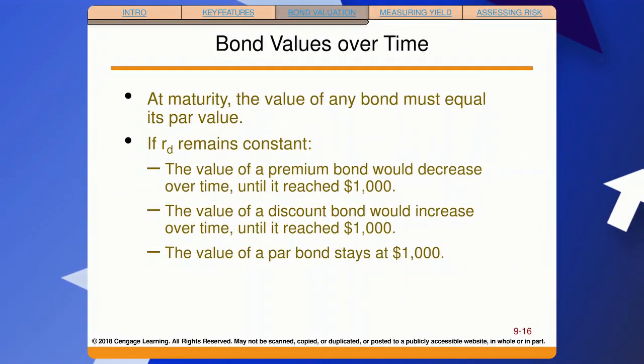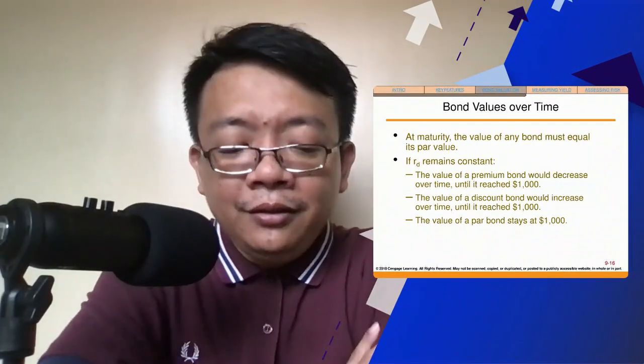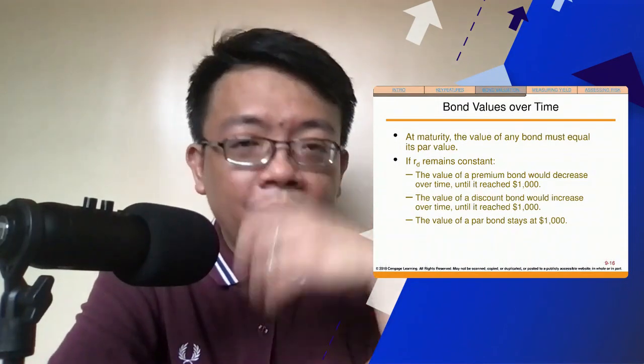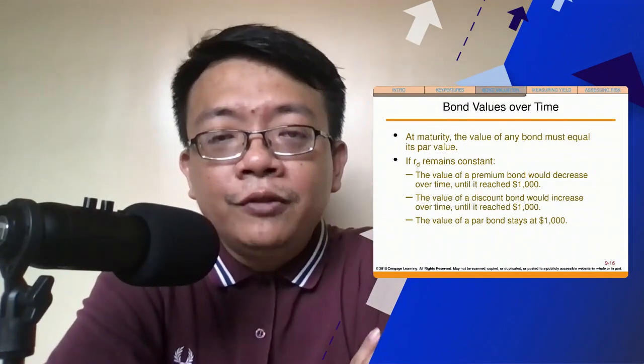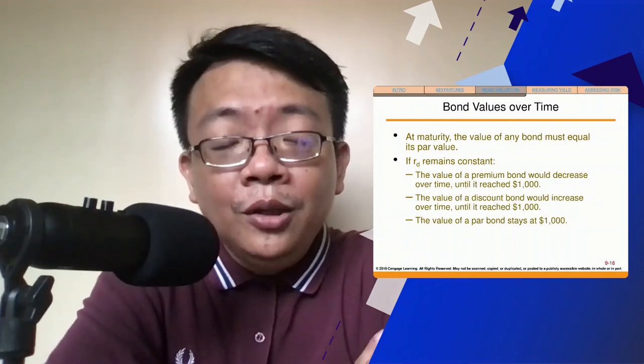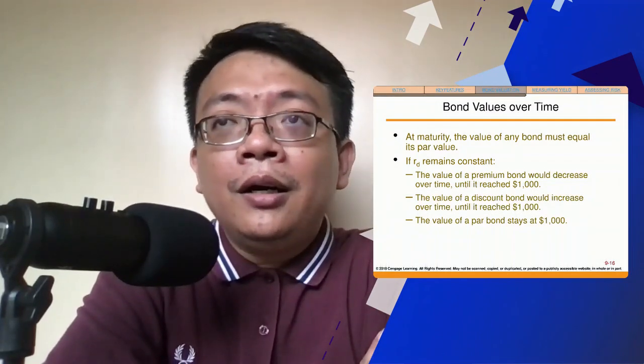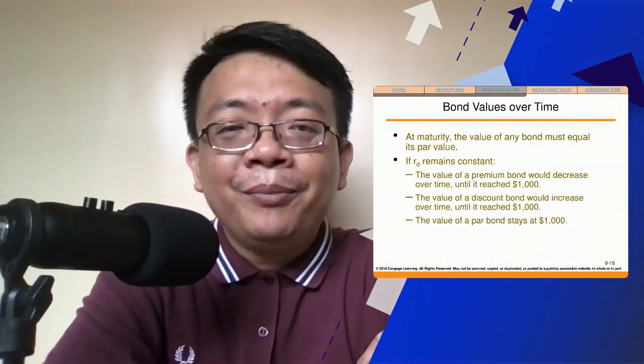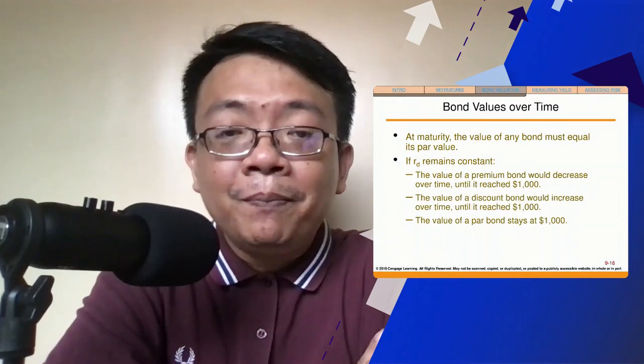So, bond values over time. So, ano nangyayari yan at a time, no? As time goes by. At sa maturity, the value of any bond must equal to the par value. Okay. Ano nga yung sinasabi sa inyo sa accounting 1? Intermediate accounting 1? Mag-premium man yan or mag-discount man yan at the end of the maturity, kung 1,000,000 ang inyong face amount, okay? 1,000,000 din, no? At the end of the maturity.